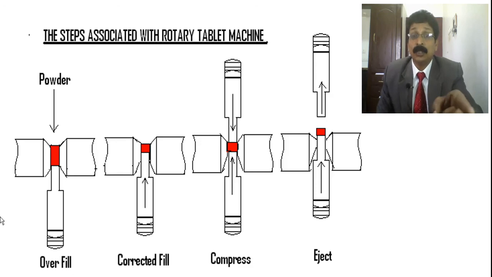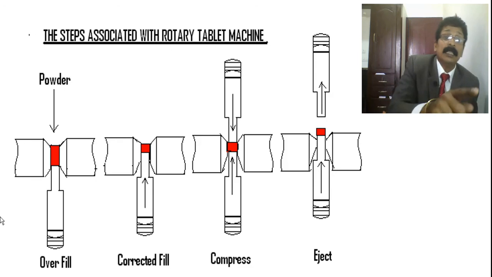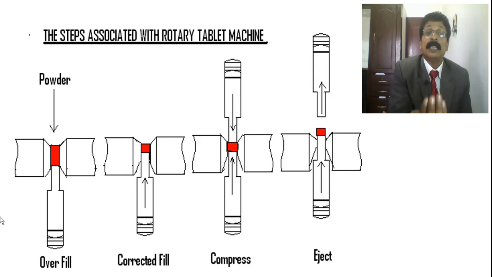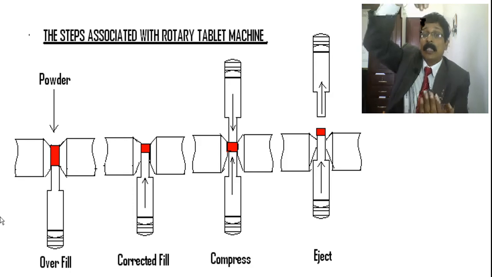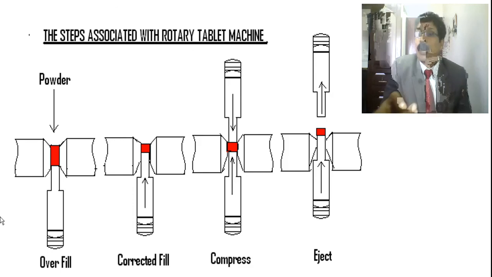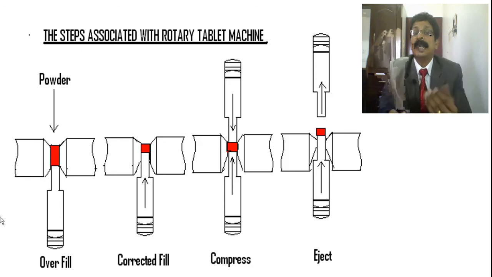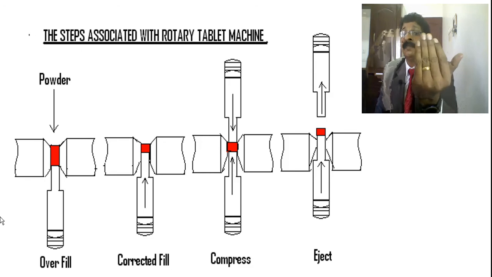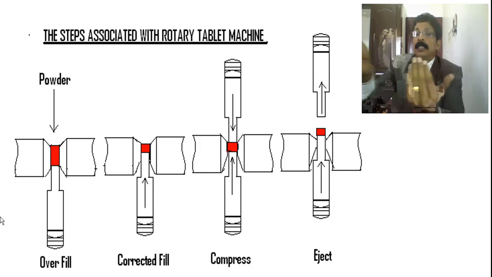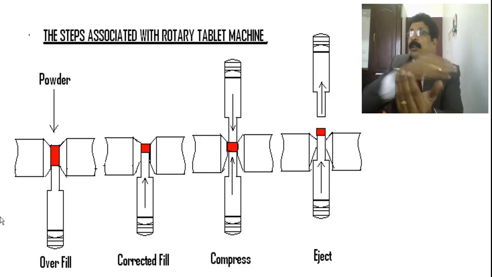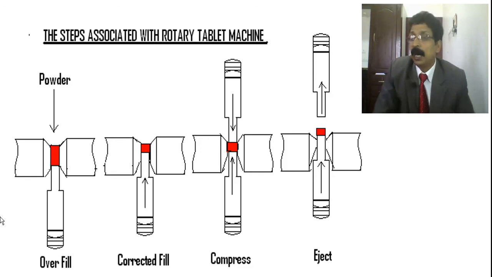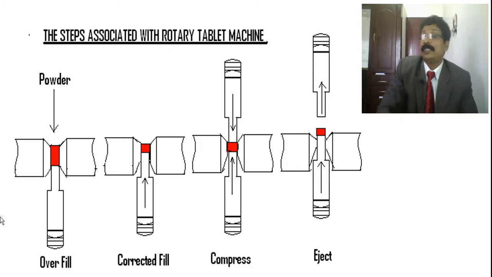This is also drawn in Paint by myself just to make you understand. See here, first there will be filling, overfilling will be there, and the second picture shows the correct fill, which is why the cam track will lift the lower punch. Next, the lower punch is moving, the upper punch is also moving. That is the compression. The tablet is compressed, and now after compression what will happen? Ejection. The tablet is ejected at the level of the die table, and the scraper plate will come and scrape the tablet out to the collecting area. So that is what we have to see very clearly, only 4 steps.